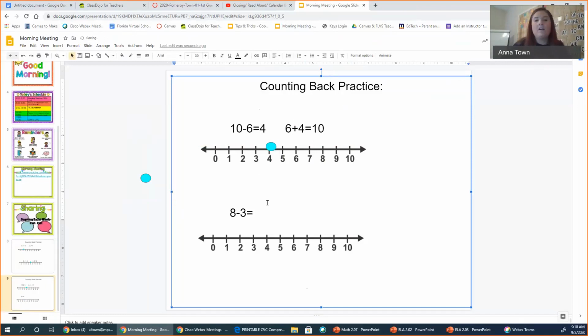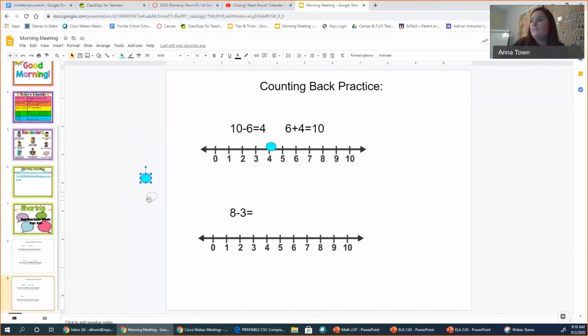Okay, let's take a look at our other subtraction problem. We have 8 take away 3 equals blank. So what you're going to do is you're going to take your pencil and you're going to place the pencil on 8. Why we do that is because it's our whole. We're now going to go backwards 3 hops because we're minusing, and 3 is the part we got.